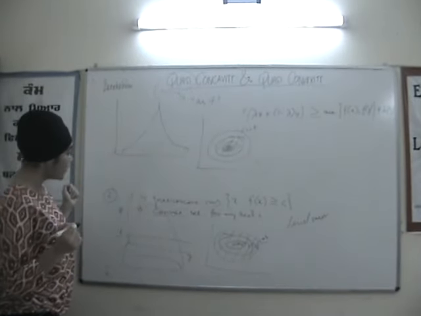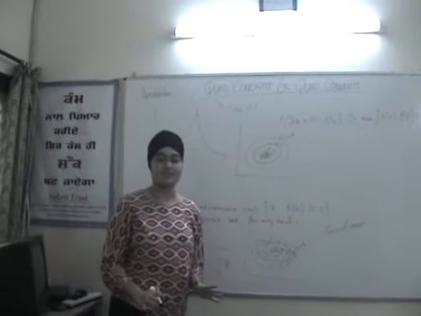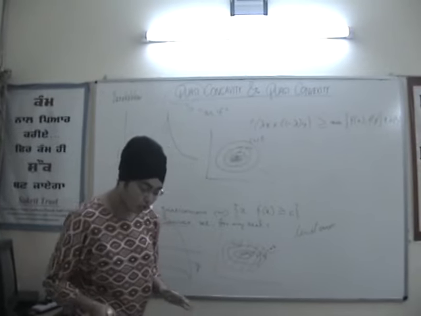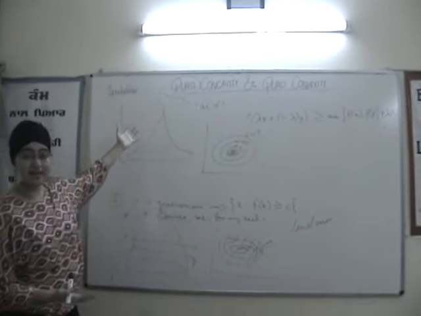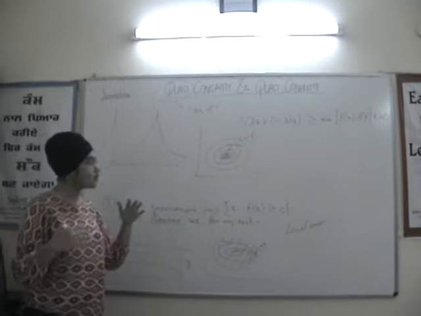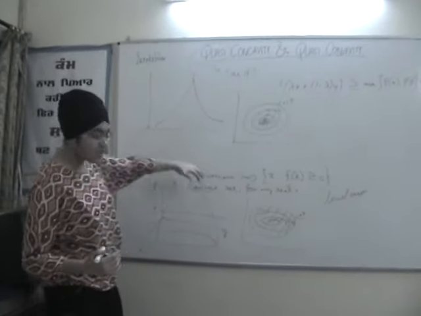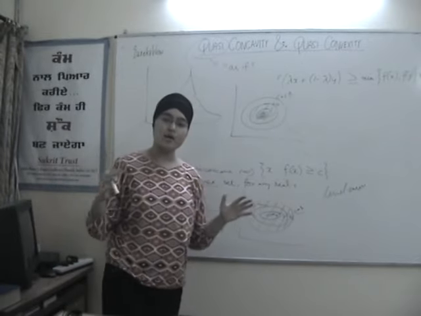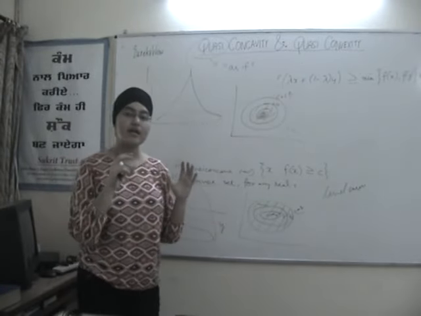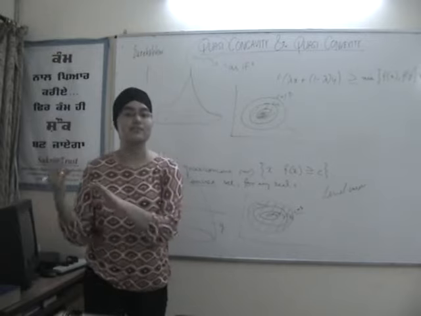Now, importantly, how can we summarize this? Quasi-concavity, as I said, is a weaker notion than concavity. It's got a more permissive nature. So, on a three-dimensional surface, it's allowing certain parts to be convex as well as to be concave.